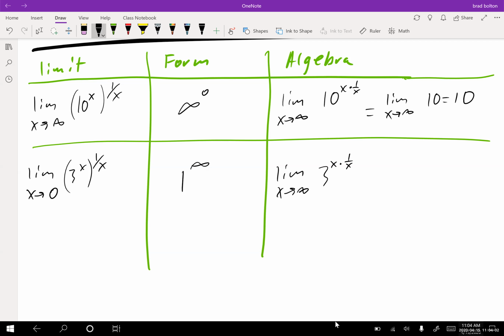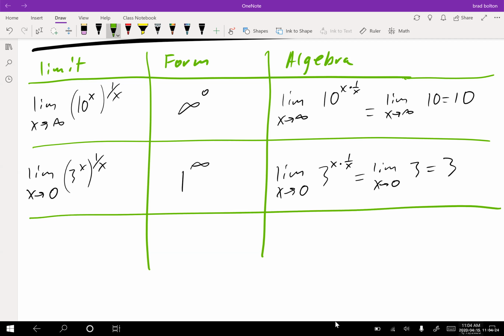So this is 1 to the infinity, which we would think would just be 1, but in this case, it's actually the limit of 3, which is just 3, so not 0 at all, and not 1. It's actually 3. We have one more form that we could talk about.